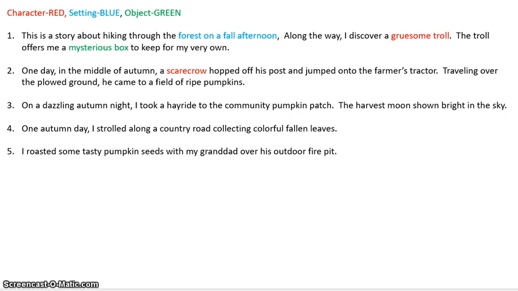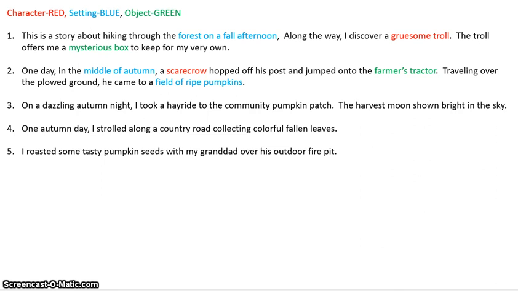So next, let's find the setting in blue. In this one, I think it's a little debatable. Middle of autumn is definitely the setting. Now, field of ripe pumpkins. You can either have the field just by itself and then make ripe pumpkins your story critical object, but I'm going to tell you why I didn't do that. Let's look for the object first, and we're going to find the farmer's tractor.